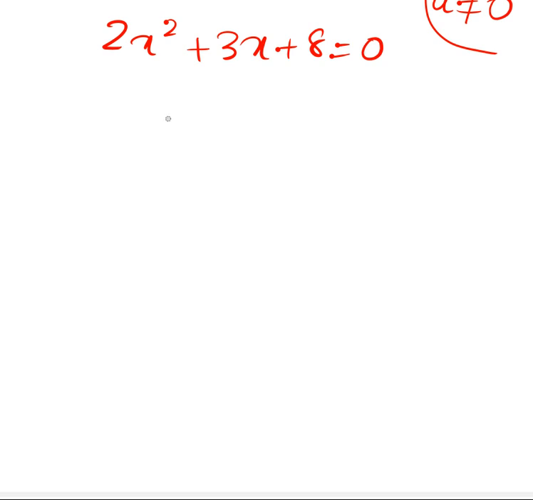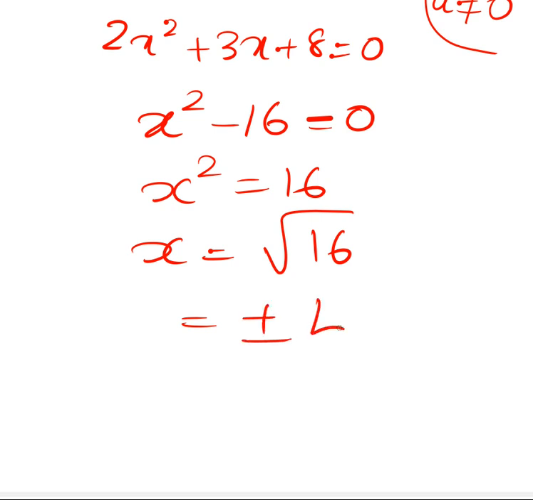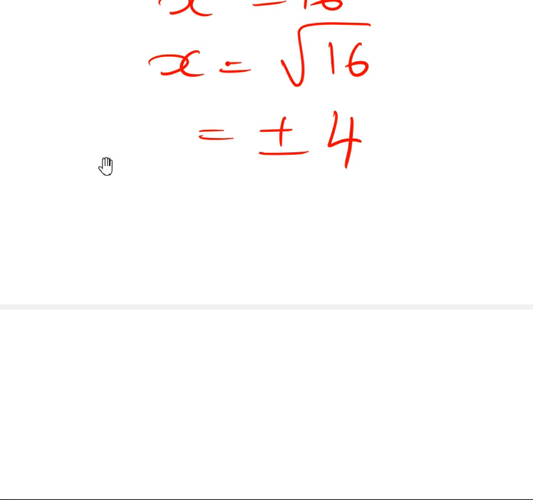So for example, x square minus 16 is equal to 0. We can move this 16 to the opposite side. Then x square is equal to 16, which means x is equal to square root of 16, that is equal to plus or minus 4. So we can use this method for quadratic equations having only x square and constant terms. The x term is absent here. So I will show another example.